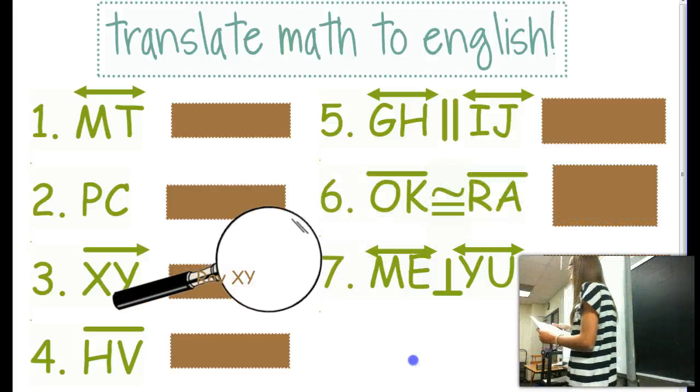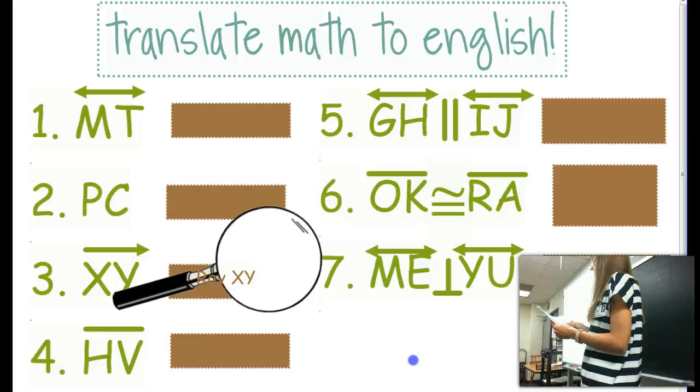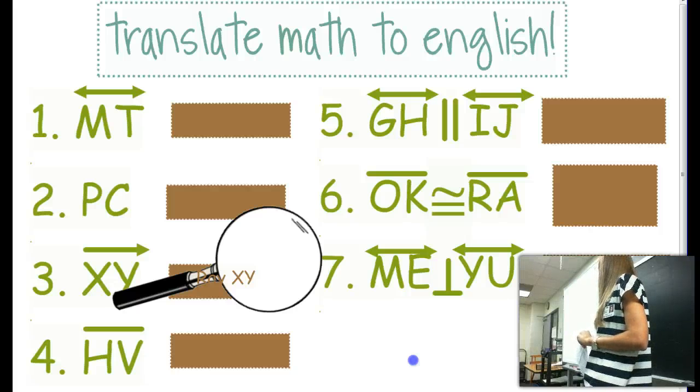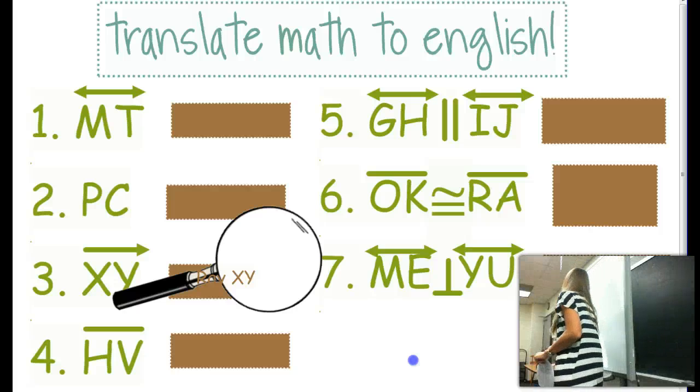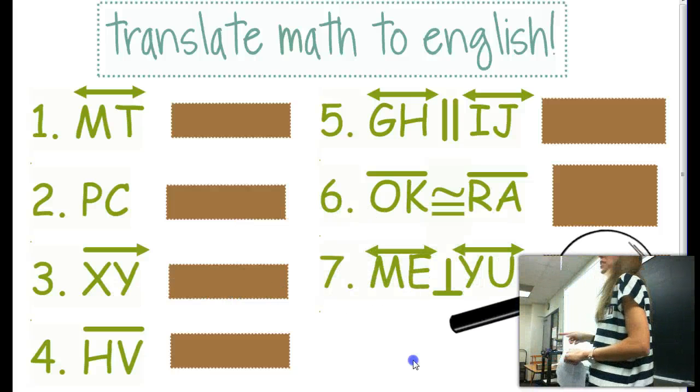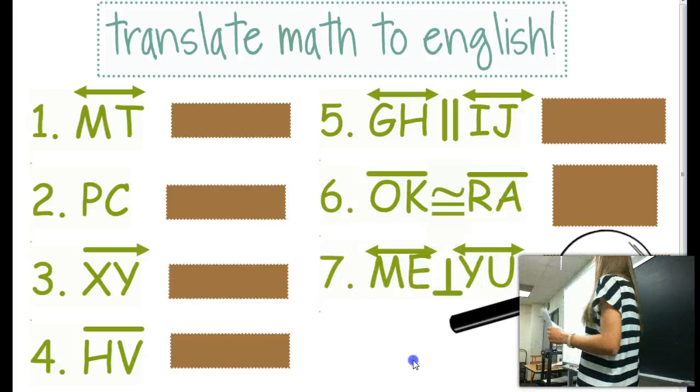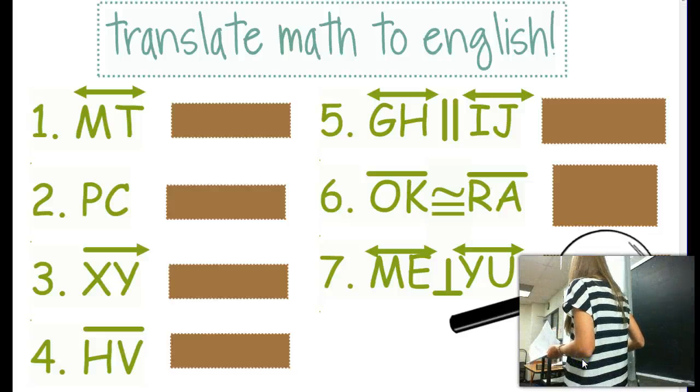All right, and then the last one on this one, Chris. Line ME is perpendicular to line YU. Perfect! Me is perpendicular to you. Ha, ha, ha. Line ME is perpendicular to line YU. Okay, so that's just a little bit of math language. All right, I'm going to show you a quick video, and that's going to be our intro into today's lesson.